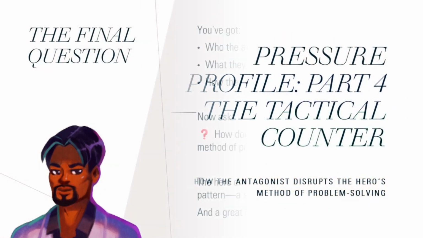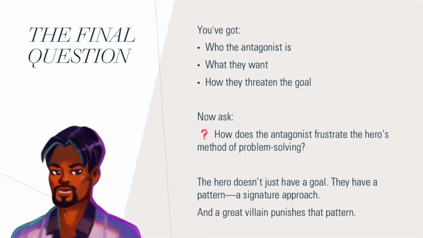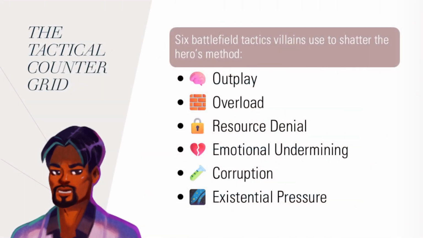And that leaves one question we must answer. Part 4, the tactical counter. By now, you've got the big pieces: who the antagonist is, what they want, how they threaten the goal itself. But here's one last question that decides whether the hero struggles, or just coasts. How does the antagonist frustrate the hero's method of problem solving? Because your protagonist doesn't have just a goal. They have a pattern, a method, a signature approach. It's how they move through the world when things go wrong. And a great antagonist knows how to punish that pattern.